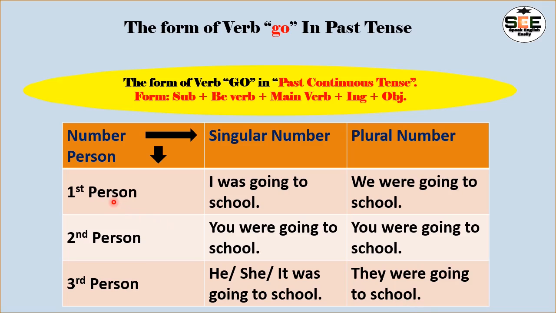So once again I am going to read this. First person, I was going to school, plural number, we were going to school. Second person, singular number, you were going to school, and plural number, you were going to school. Third person, singular number, he, she, it was going to school, and third person, plural number, they were going to school. So if we read this very well and understand it very deeply, then we will not fail to make any past continuous tense, right?